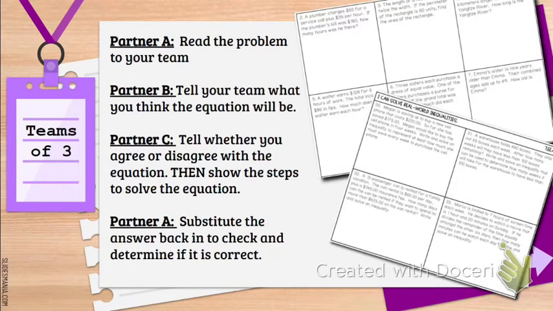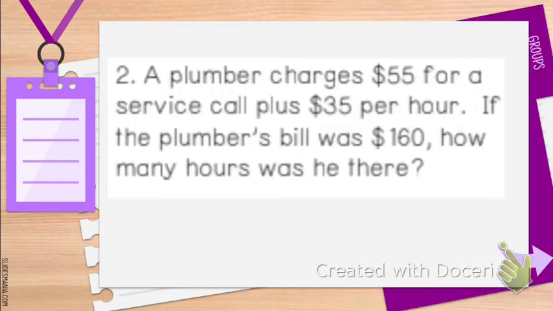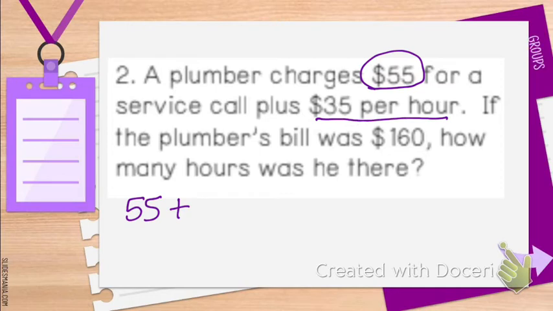All right, so to get into today's work here, we're going to practice writing these equations and then you're going to solve them yourself, okay? All right, first one here. A plumber charges $55 for a service call plus $35 per hour. If the plumber's bill was $160, how many hours was he there? Now, the way these work, a lot of businesses, when they do a delivery or something, they have a one-time fee that's $55 up front, or a fee up front. It's not always $55, okay? But then there is a certain amount for each hour that they're there working. On this one, it's $35 per hour for every hour.